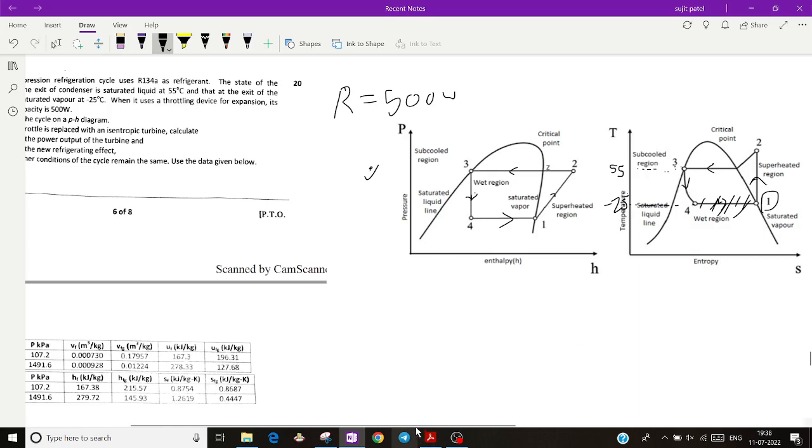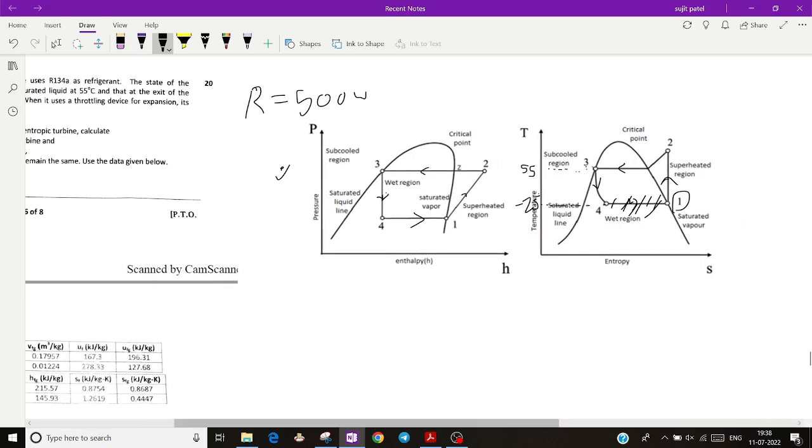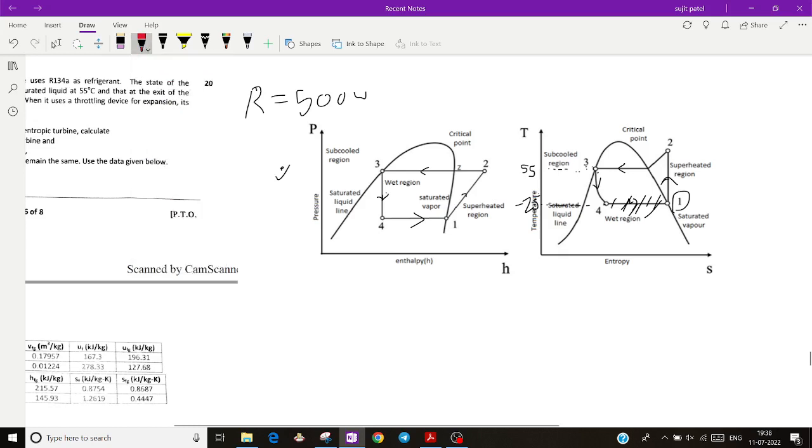Now the twist comes here. If the throttle is replaced with an isentropic turbine, that means here we are using throttling, instead of that we are using a turbine to get some amount of work back, because in throttling we are losing that work. But instead of this, if we are using that isentropic expander, this point 4 will now become point 4 dash, and this horizontal red line area is the new increase in the refrigeration effect.